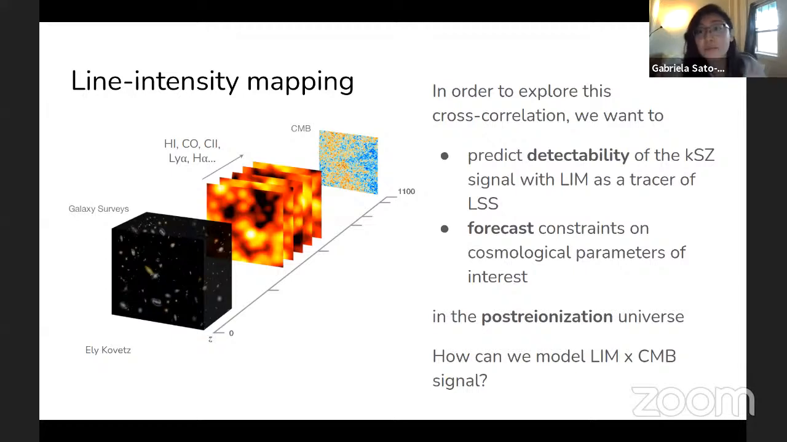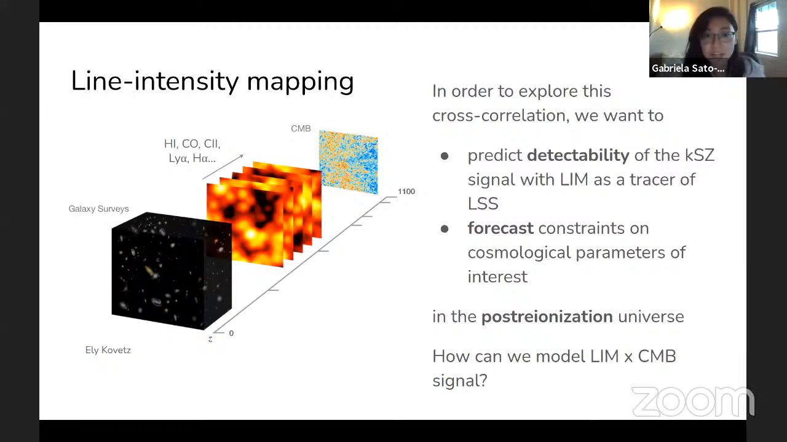And so in the post-reionization universe. I just wanted to stress here that the signal that we consider in this work is in the post-reionization universe, but the techniques that we use are very general and can easily be applied to studies of reionization. And so for reionization studies, typically you want to consider, for example, the 21 centimeter line.